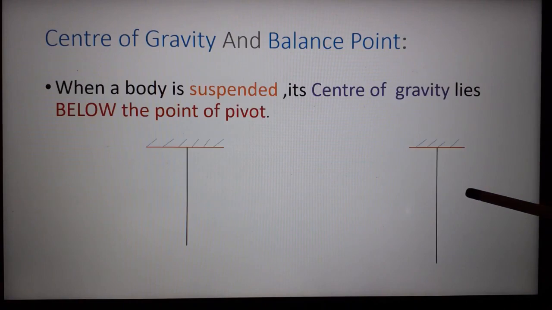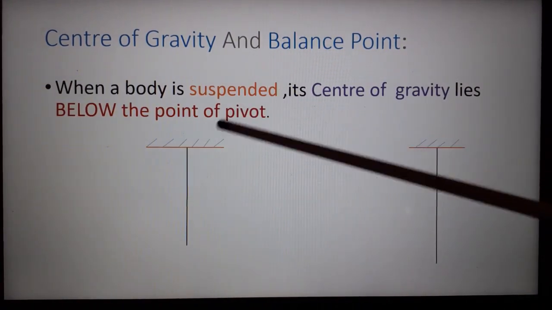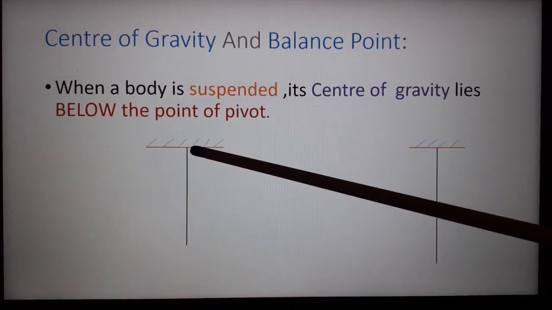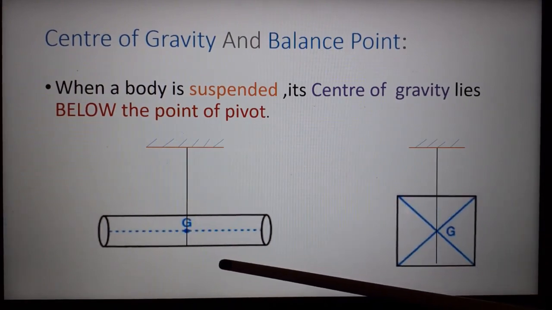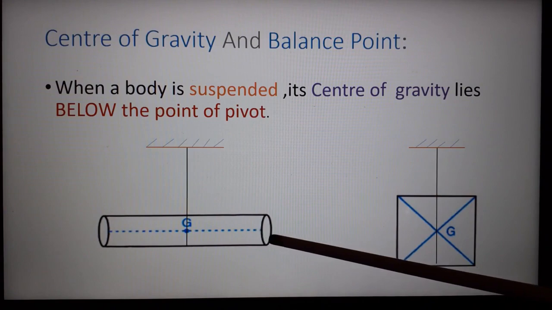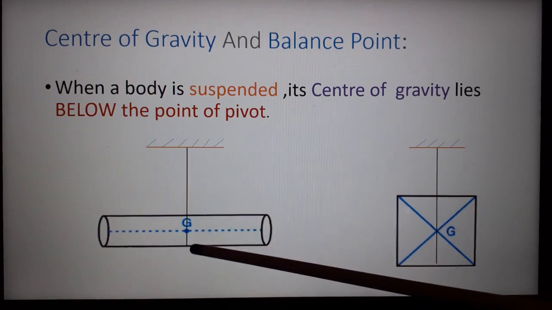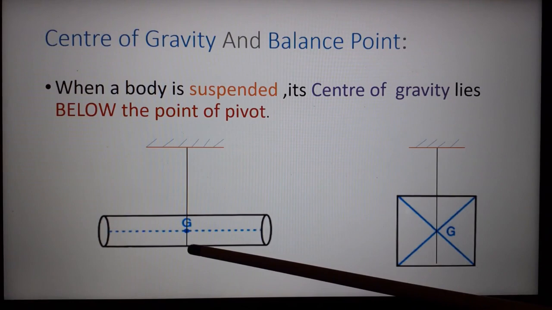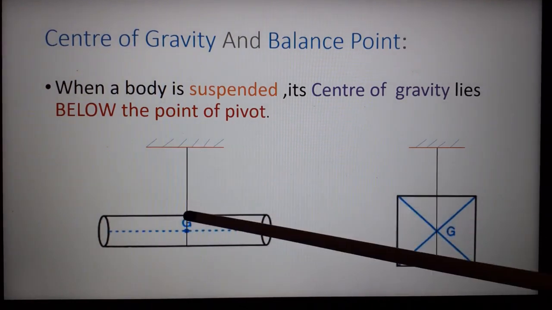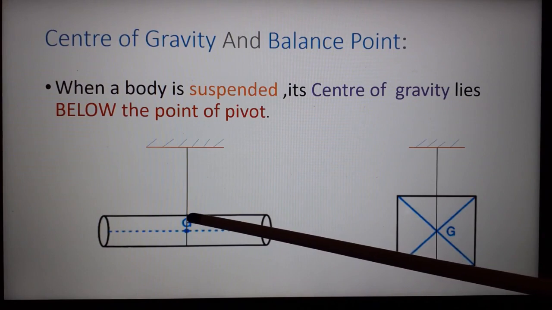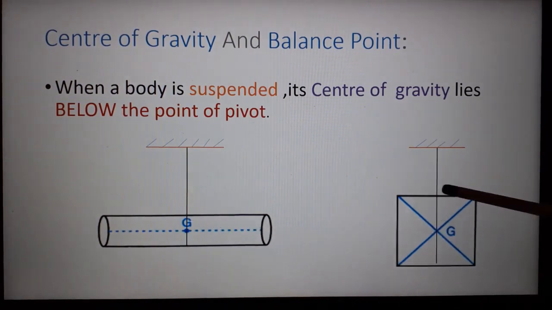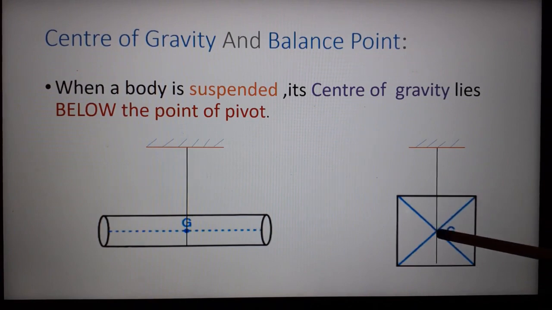Next is, if you suspend an object, that is, this is a rigid support, and with the help of a thread we are going to suspend two objects, the same two objects which we considered in the previous slide. I have suspended them, tied them up with a string. Then the point of suspension should lie just above the center of gravity. Clear? The point of suspension should lie above the center of gravity. Then your object is balanced.